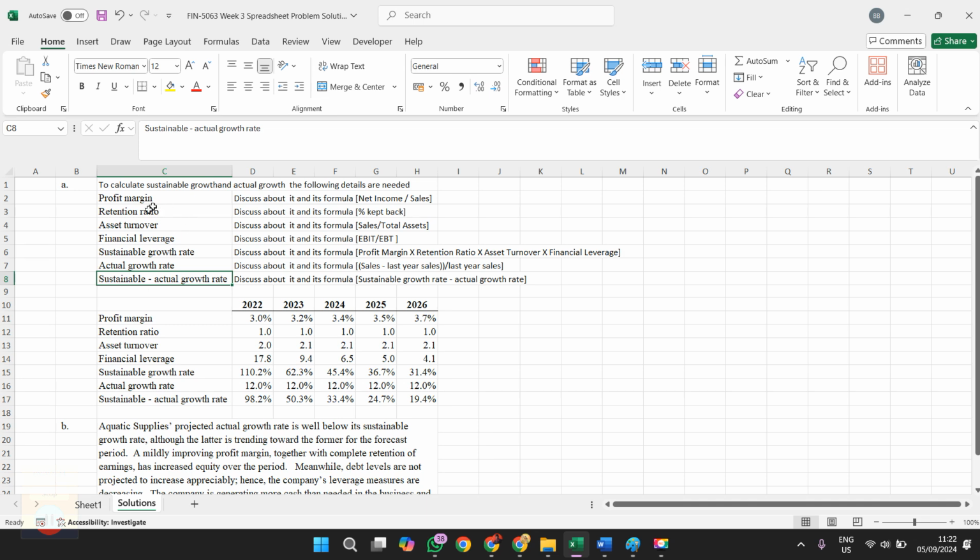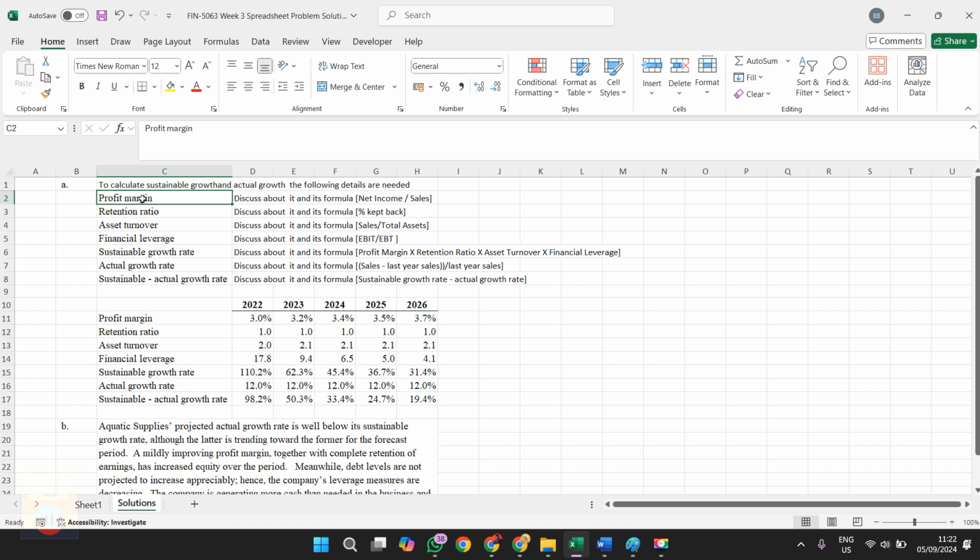Before you create this table, it is very important to mention what formulas you are using and what these values mean. Say, for example, what is profit margin? You just discuss it. It helps you to avoid plagiarism, and it helps you to understand what it means.